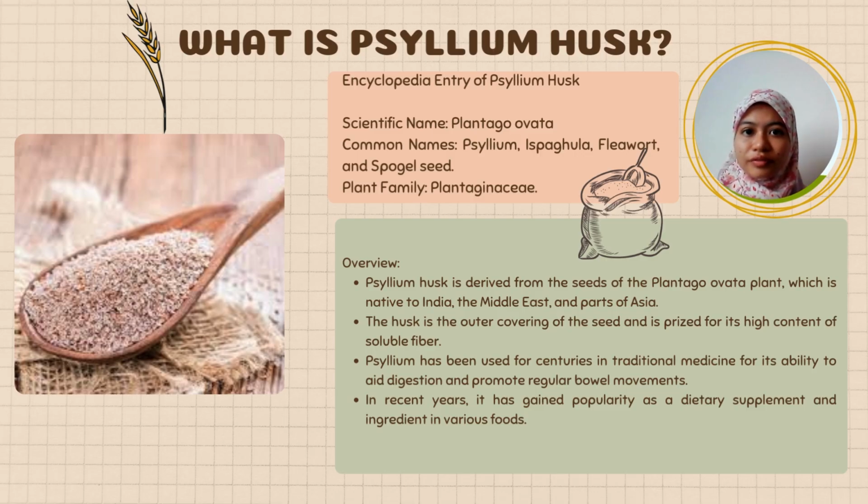For the overview of Psyllium Husk: Psyllium Husk is derived from the seed of Plantago ovata, which is native to India, the Middle East, and parts of Asia. The husk is the outer covering of the seed and is prized for its high content of soluble fiber. Psyllium has been used for centuries in traditional medicine for its ability to aid digestion and promote bowel movement. In recent years, it has gained popularity as a dietary supplement and an ingredient in various foods.